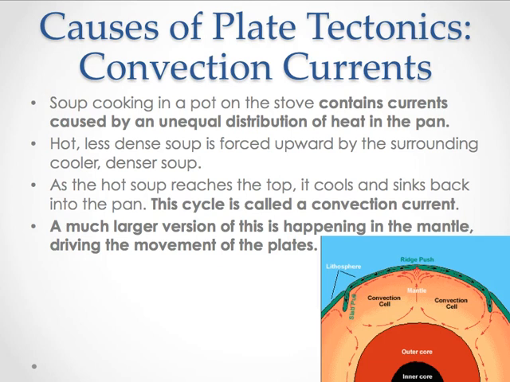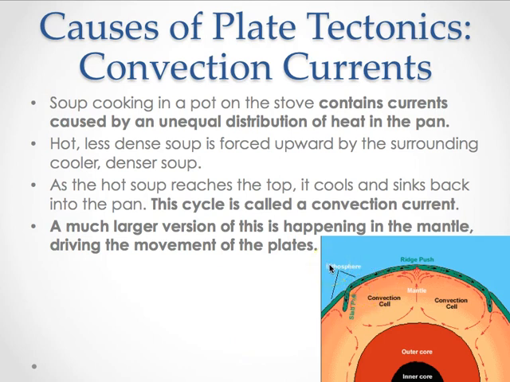Your hotter, less dense soup is going to be forced upward by the surrounding cooler and denser soup. As the hot soup reaches the top, it comes in contact with the air and cools down, which makes it more dense. Because it's more dense and cooler, it's going to sink back to the bottom of the pan. That cycle is called a convection current.